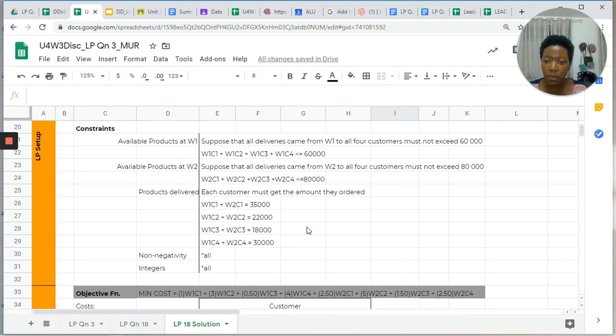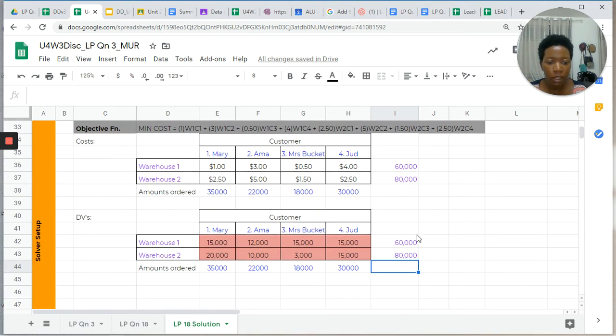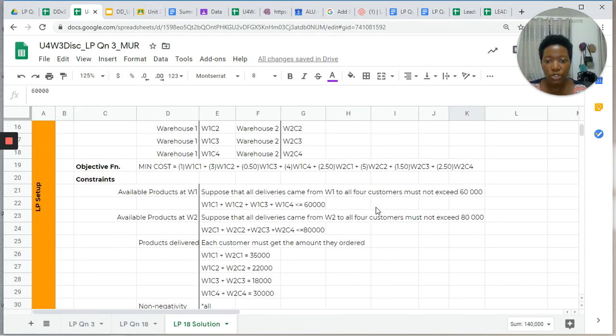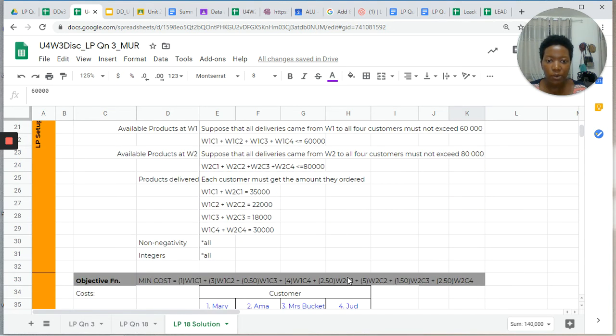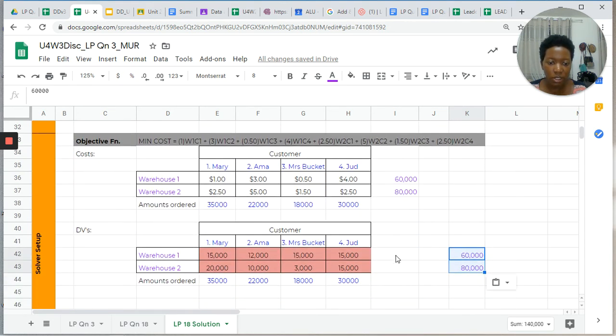Our first constraint is that we must adhere to how much is available at warehouse 1. So we cannot exceed 60,000 from warehouse 1. You'll see that our available products are already here. So I'm going to put these alongside here. What I want to do is set up my constraints so that I have a right-hand side and I've got a left-hand side that's worked out based on the numbers that we've got and the sign in between, so that when I put this into Solver, it's easy. I don't have to select too many things.